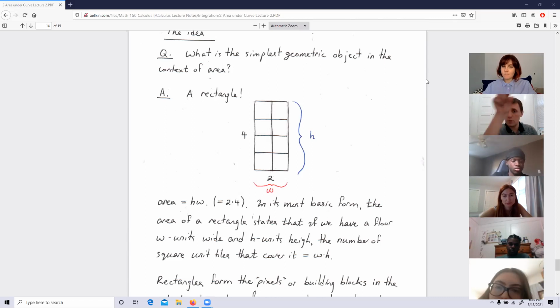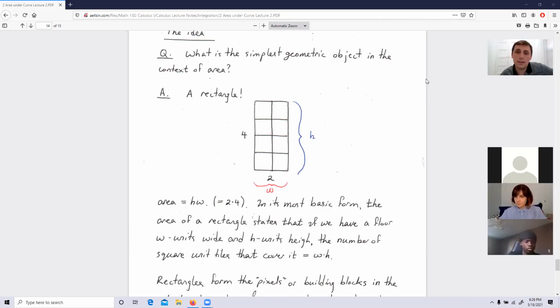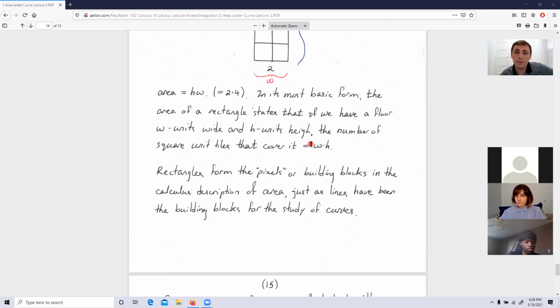2 plus 2 plus 2 plus 2. 2 added to itself 4 times, or 2 multiplied by 4. You see? So in general, it's height times width.